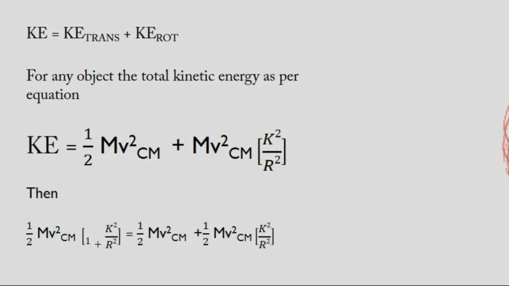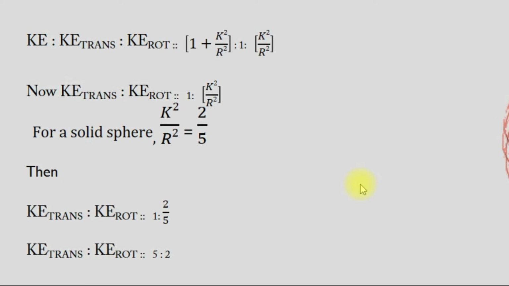This expression we have seen, how the movement is taking place with respect to center of mass and point of contact. This equation we have already derived. So the kinetic energy for the sphere is given by half m v squared cm into 1 plus k squared by r squared. This is the total kinetic energy, which is equal to half m v_cm squared plus half m v_cm squared into k squared by r squared.